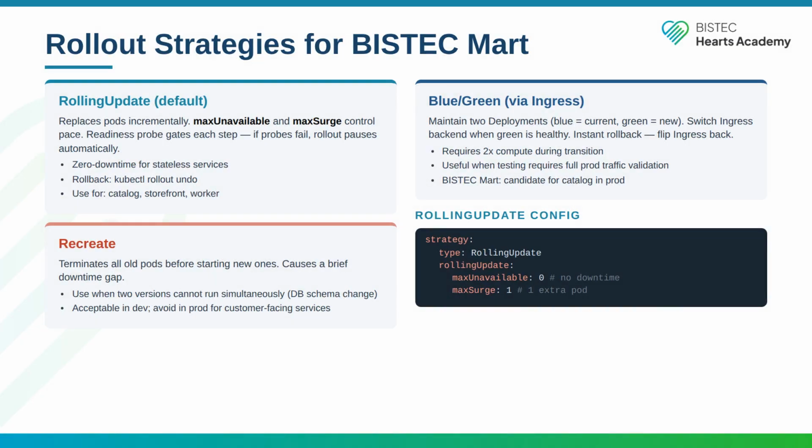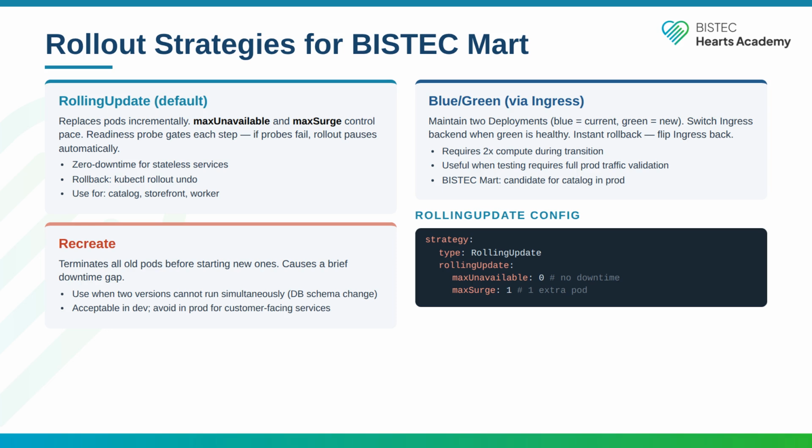Now you can deploy and debug. The question is how you update a running application. Your rollout strategy determines what happens to live traffic during a deployment. Rolling update is the default, and the right choice for stateless services like catalog and storefront. Kubernetes replaces pods one at a time.